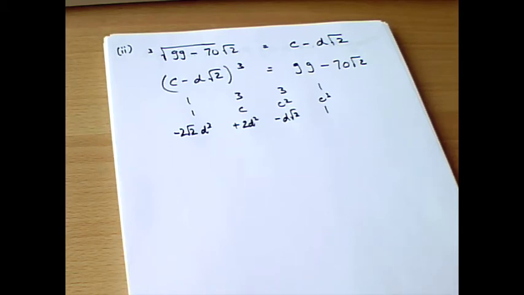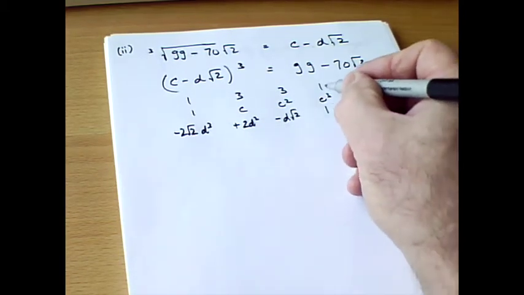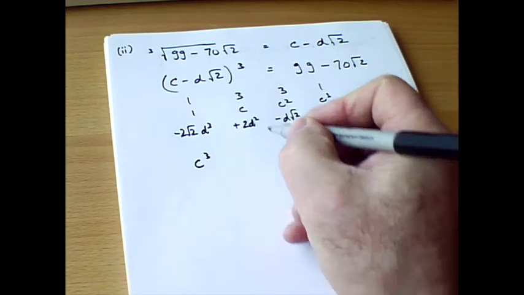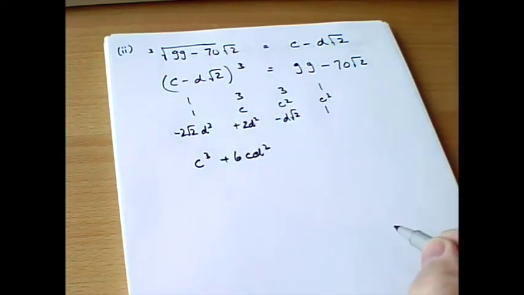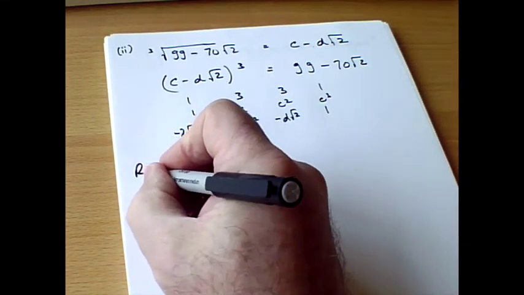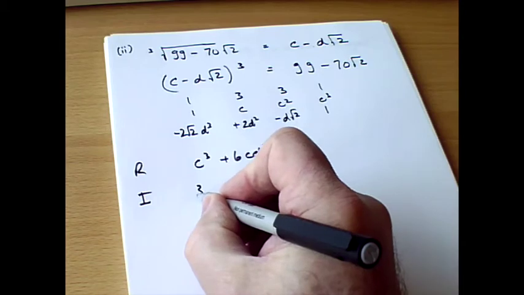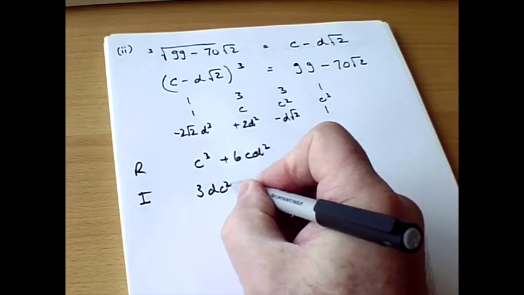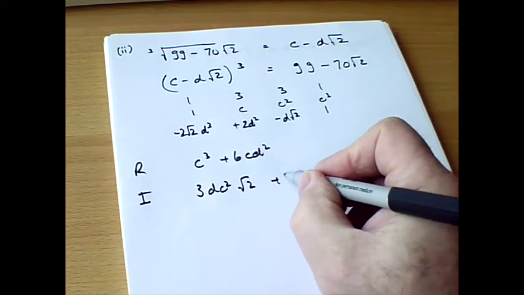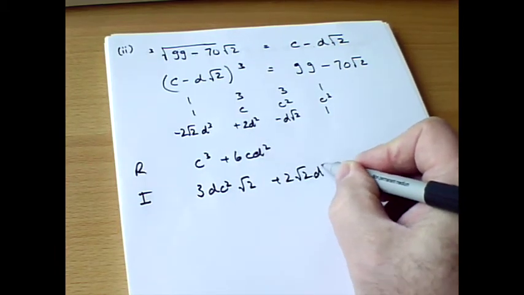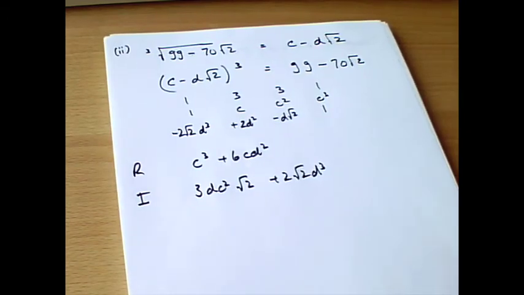I now need to collect together the rational and the irrational parts. The rational part will be c cubed, and 3 2's are 6cd squared. My irrational part will be 3 times d c squared times root 2 and a 2 root 2 d cubed. And I've left out the minus sign. We'll deal with that shortly.